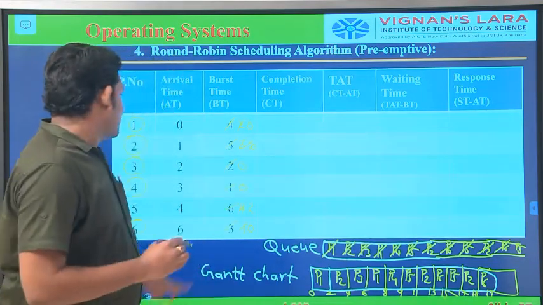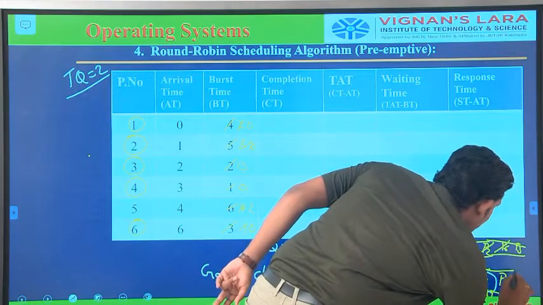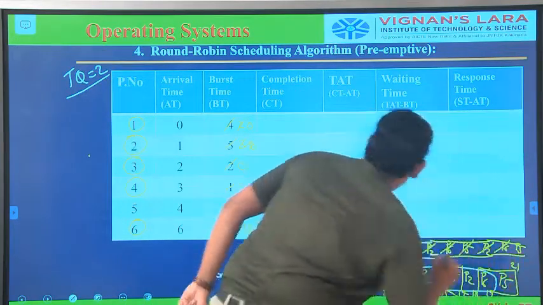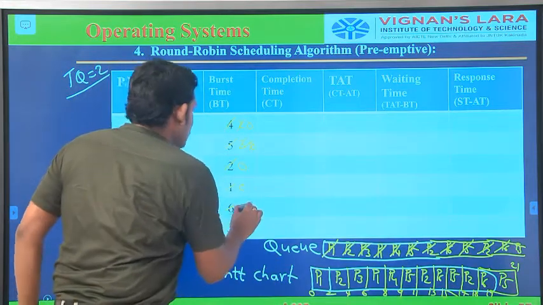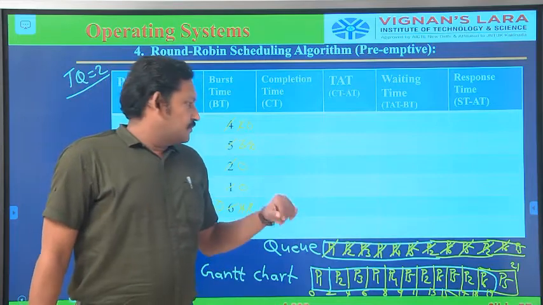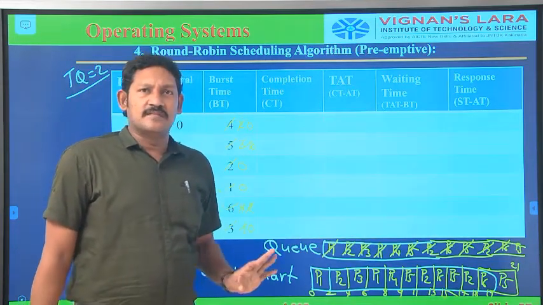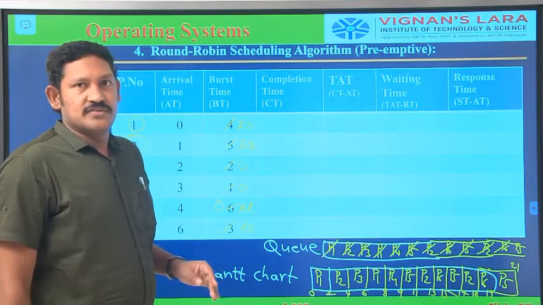So P5 takes 2 seconds. So we will write P5. So 19 plus 2, 21. So it will become 0. So we have finished drawing the queue as well as the Gantt chart. So now we will write the values.